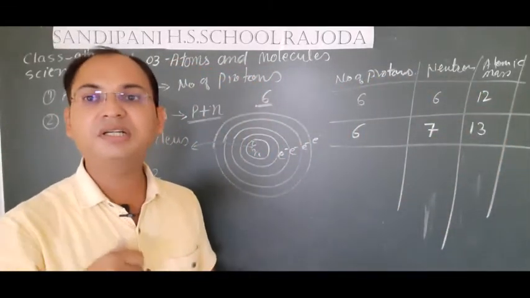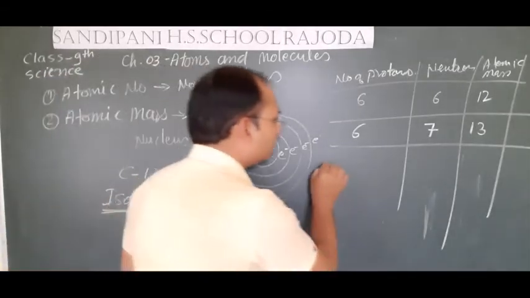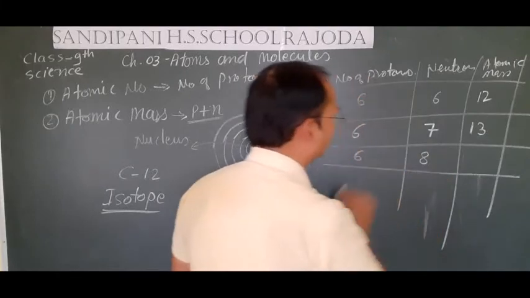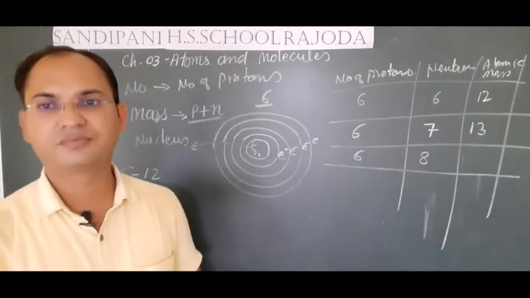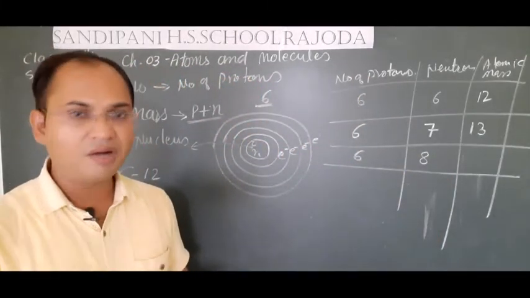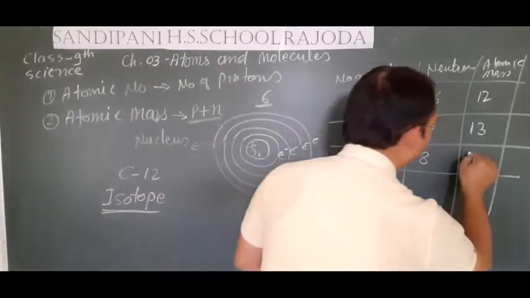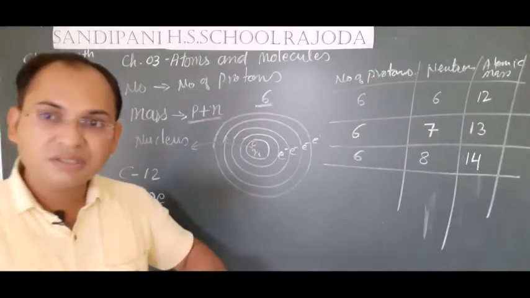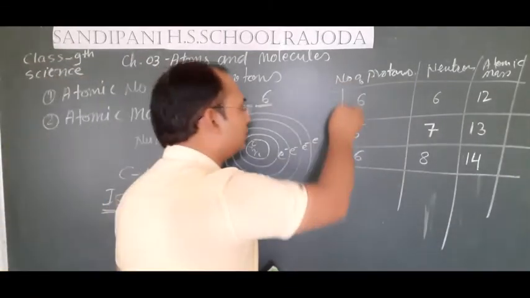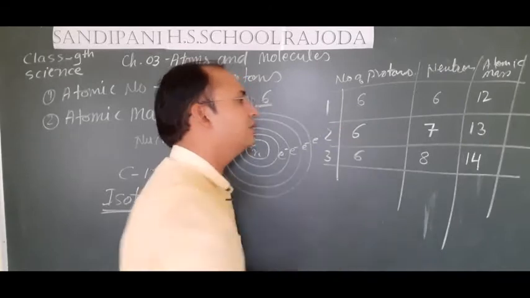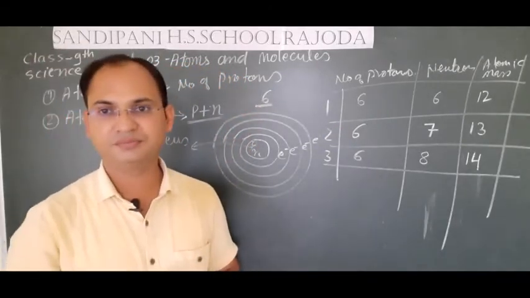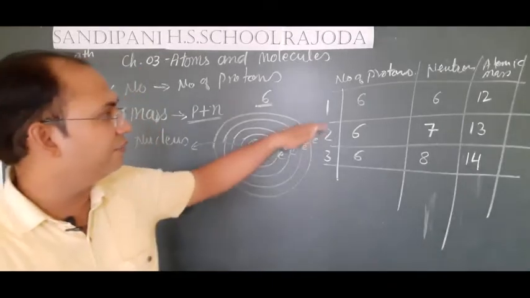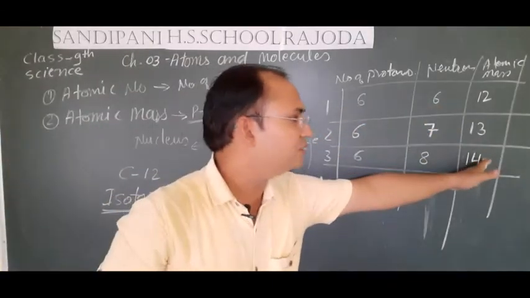Now another carbon atom is found in nature in which the number of protons is 6 and number of neutrons is 8. Now students, its atomic mass will be 14. But all three, first, second and third, are carbon having the same atomic number, but mass numbers are different.